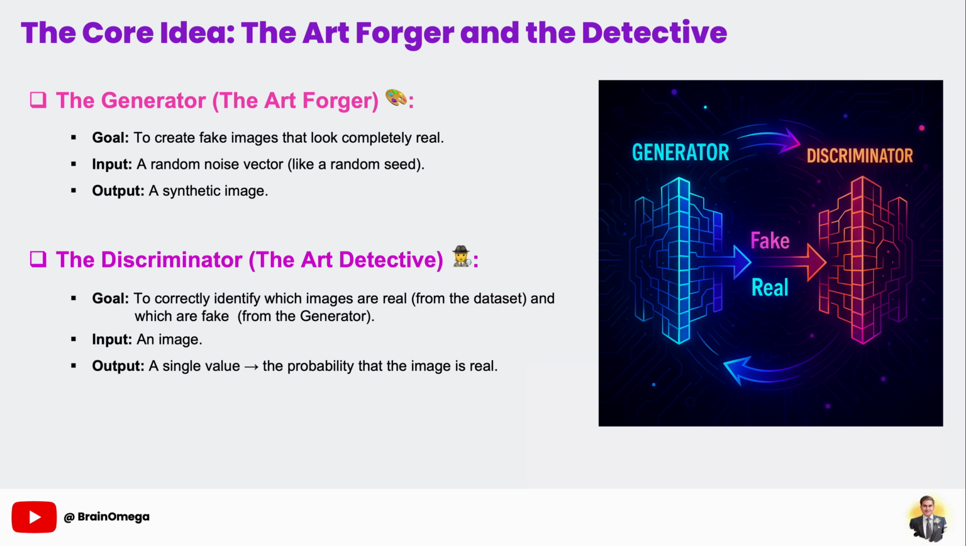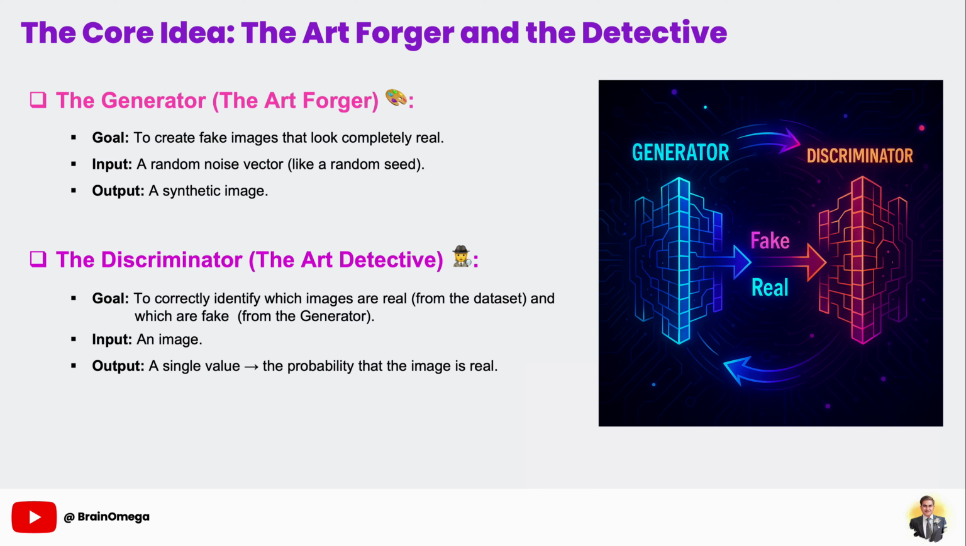So, what's the big idea behind a GAN? Before we write a single line of code, let's understand the beautiful core concept. The best analogy is to think of a game between an art forger and an art detective. We have two neural networks playing against each other. The first is the generator. This is our art forger. Its goal is to get so good at creating fake art, in our case, images of handwritten digits, that no one can tell it's a fake.